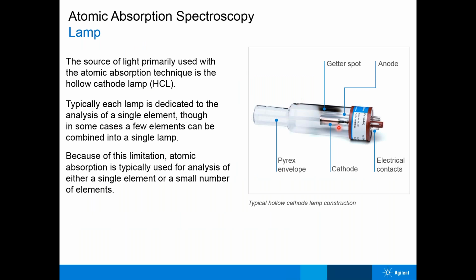This is how the lamp looks. If you can see here, the cathode is made up of the element of interest. Since each lamp is dedicated to the analysis of a single element, although nowadays a few multi-element hollow cathode lamps are commercially available in the market, AAS is a sequential technique, and this is the biggest limitation of AAS. You cannot do multiple elements at once using AAS. This is the basic concept, and this is the limitation of AAS.